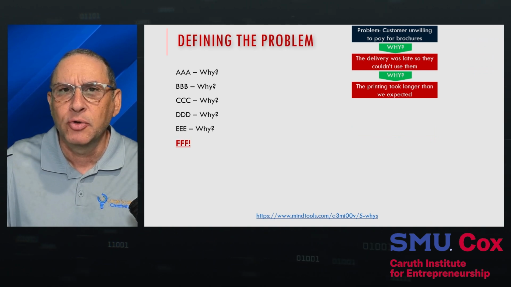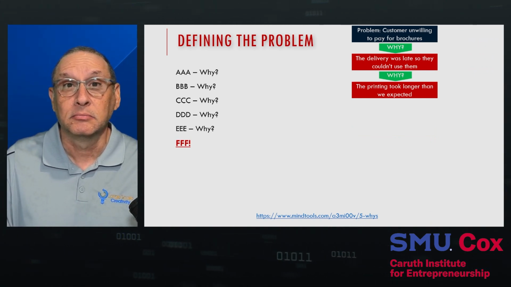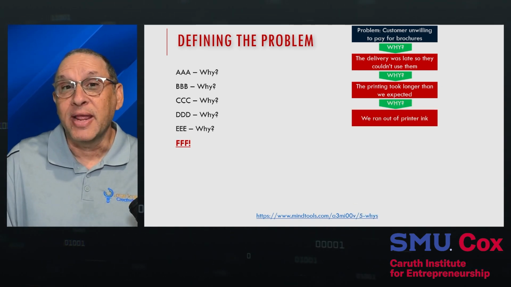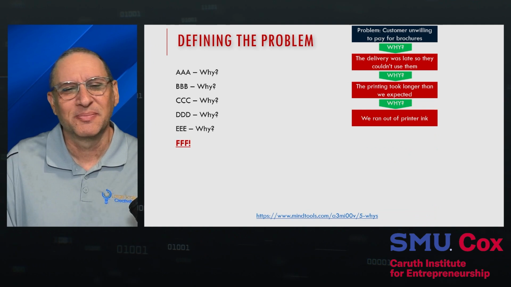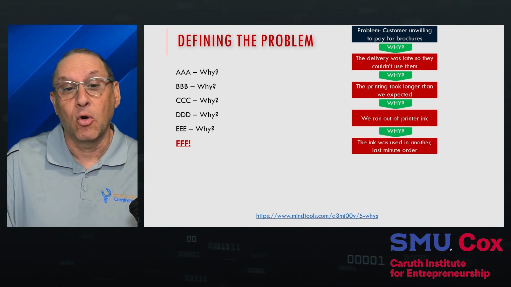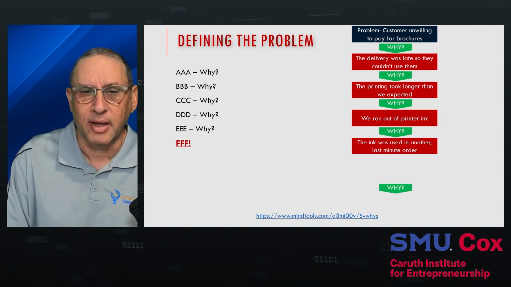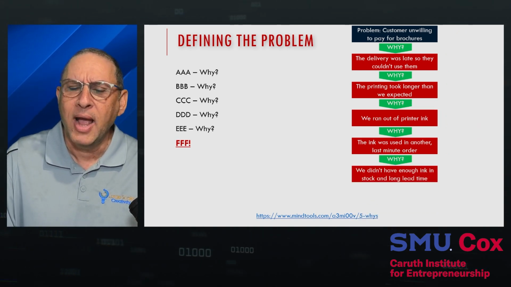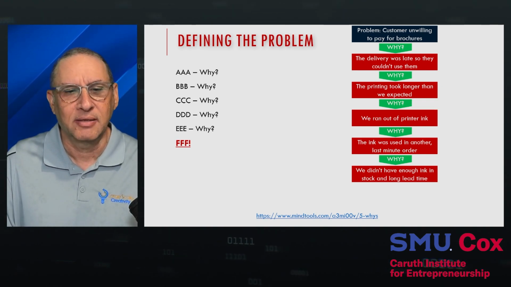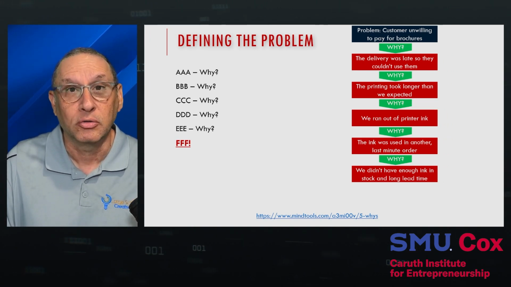Why did we deliver it too late? Well, the printing took longer than we expected. Why did that happen? We ran out of printer ink. You know how that happens? But why did we run out of printer ink? Because we used the ink on another last-minute order. We probably didn't realize that we were going to run out of ink. Why did we still run out of ink? Because we didn't have enough ink in stock and the lead time for new ink was long.